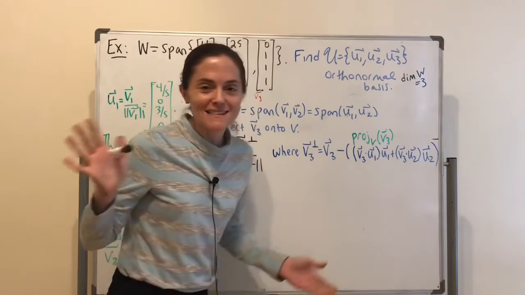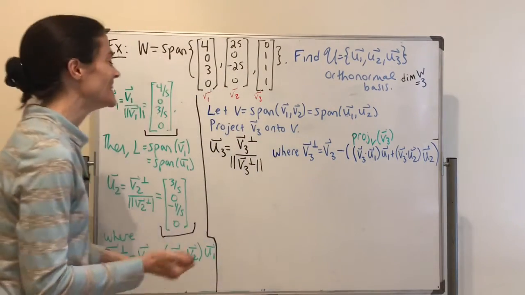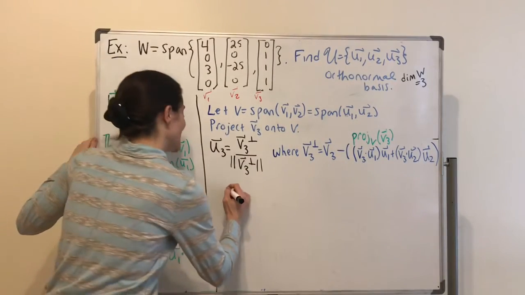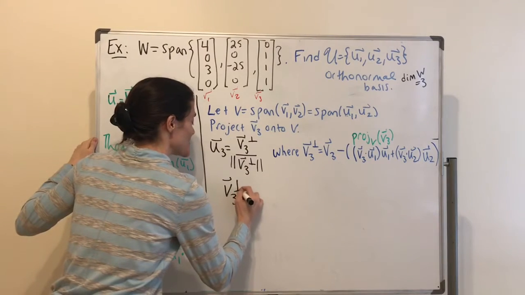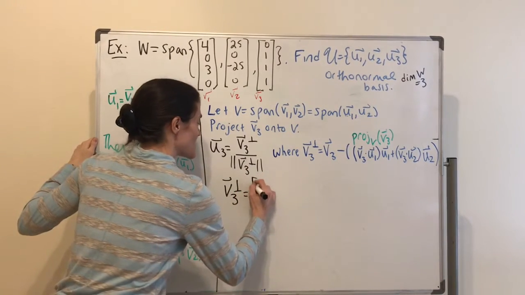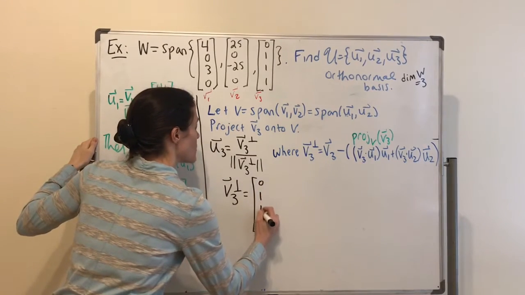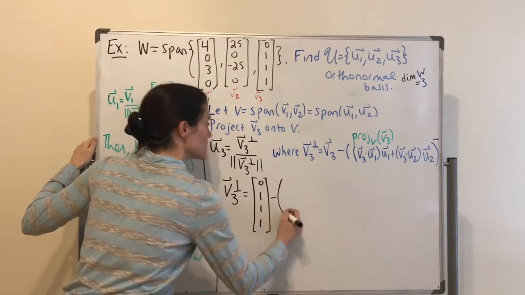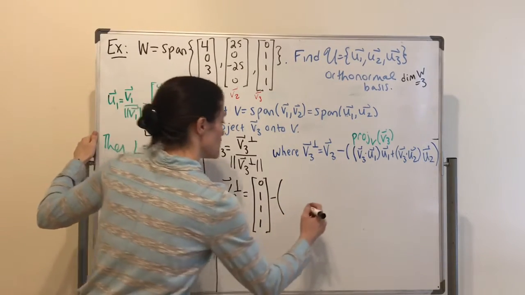If you need to pause the video and take a deep breath, you have my permission. Okay, here we go. Well, it's not too bad. It just seems like it's intense the first couple of times you do it. So let's write v3. It's here, 0, 1, 1, 1. And then I will subtract. Okay, now I need some dot products.